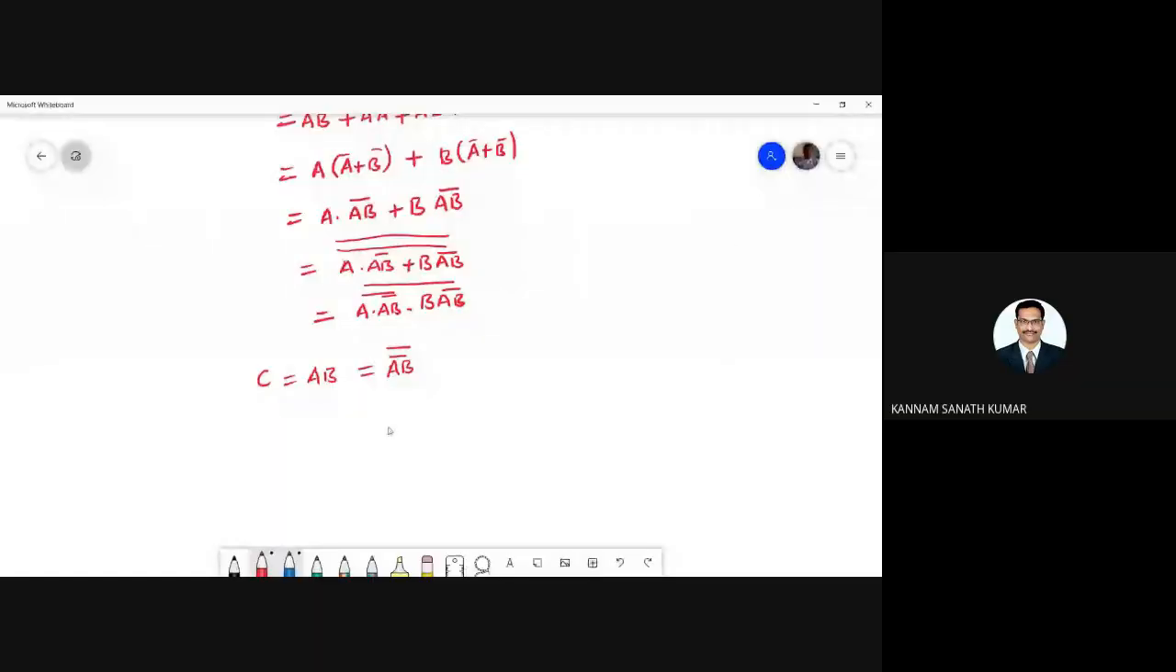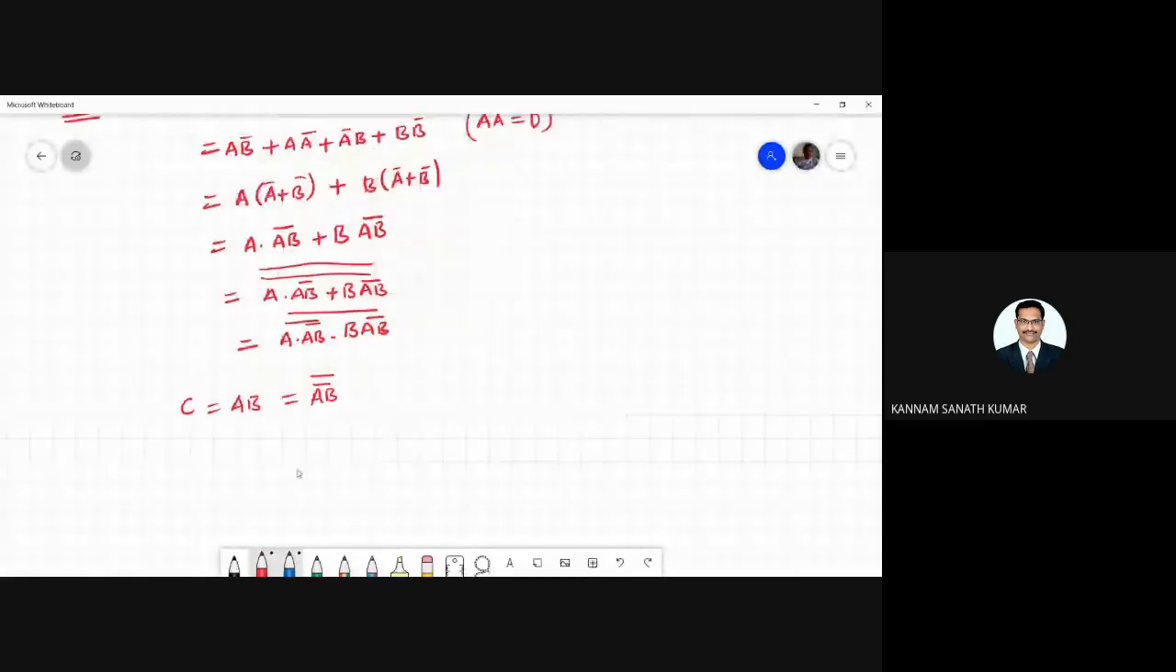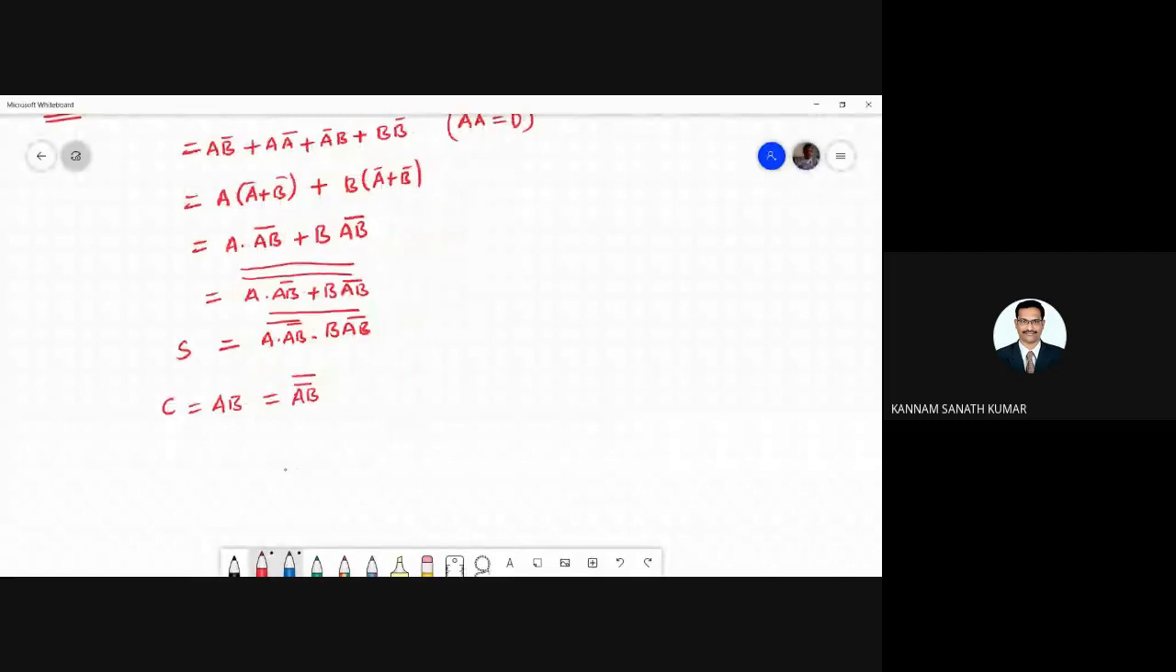So I'm using these two expressions, sum and carry. I'm implementing them by using the NAND gate.